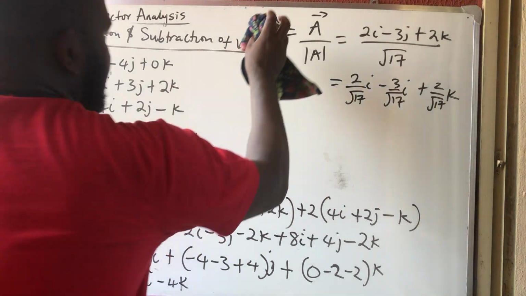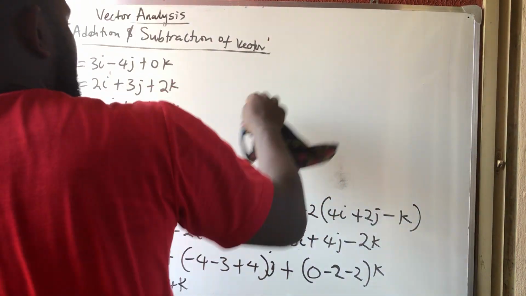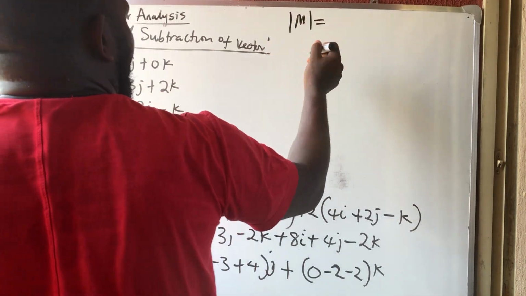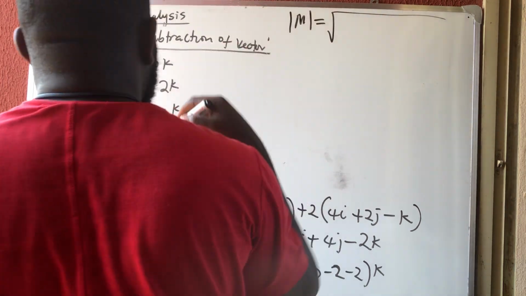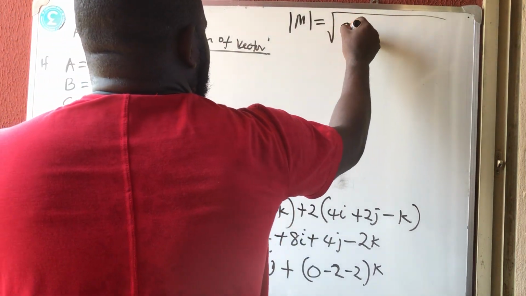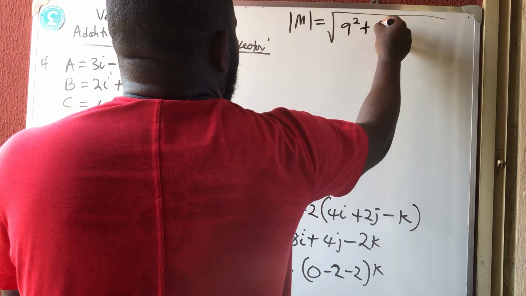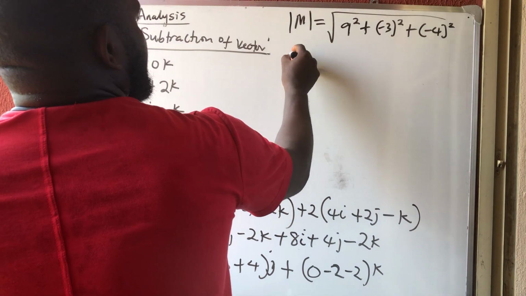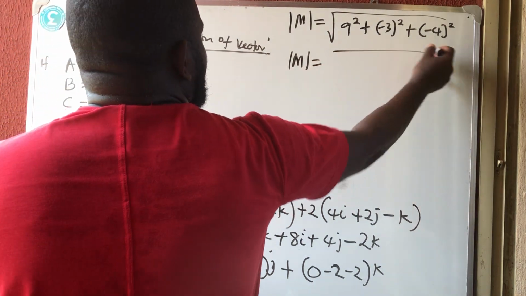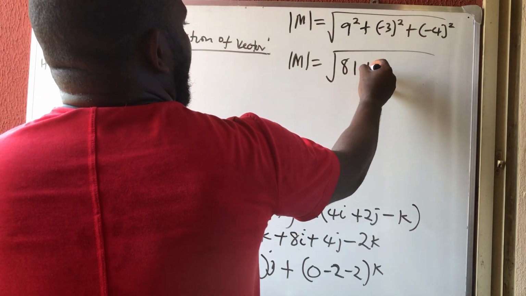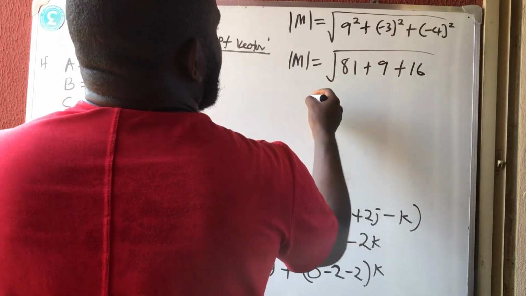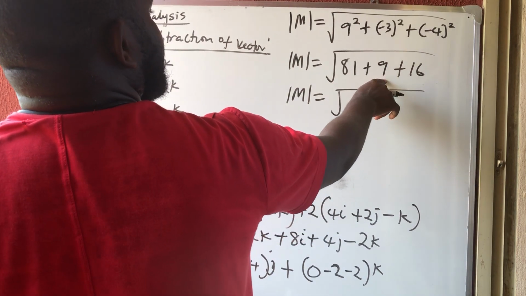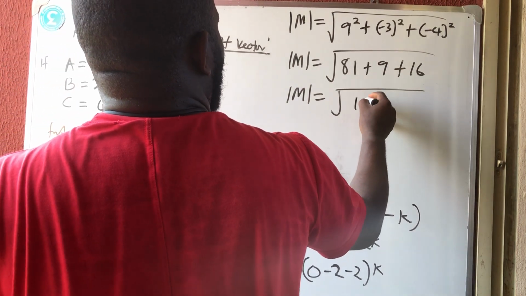So now let's get the magnitude of vector m, so that we can use it to get the unit of vector m. So magnitude of vector m is equal to our normal formula. The square root of 9 squared plus minus 3 squared plus minus 4 squared. You see that? So magnitude of m is equal to the square root of 81 plus 9 plus 16. So what do I have? So this is 106.